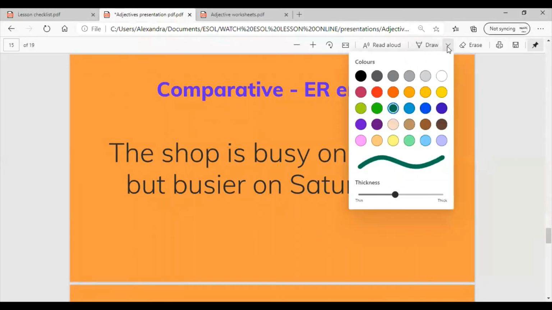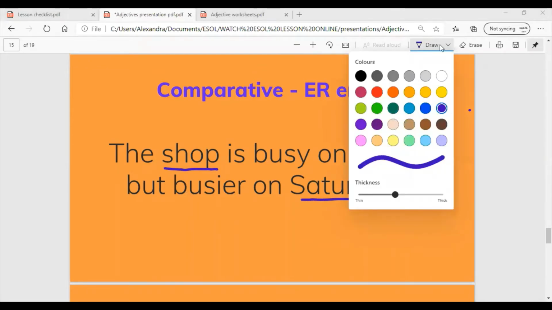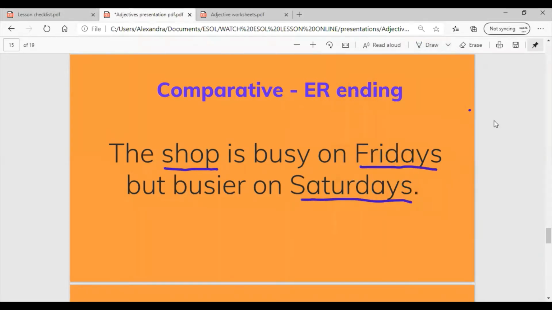So first, like always, we're going to look for our nouns. So the shop is busy on Fridays, but busier on Saturdays. Now, the shop is a place, so we should straight away be able to say, that's one of our nouns. And then Fridays is another noun, and Saturdays are also our nouns. And now we have to look for our adjectives. So the shop is busy on Fridays, but busier on Saturdays. So busy would be our adjective, and so would busier.